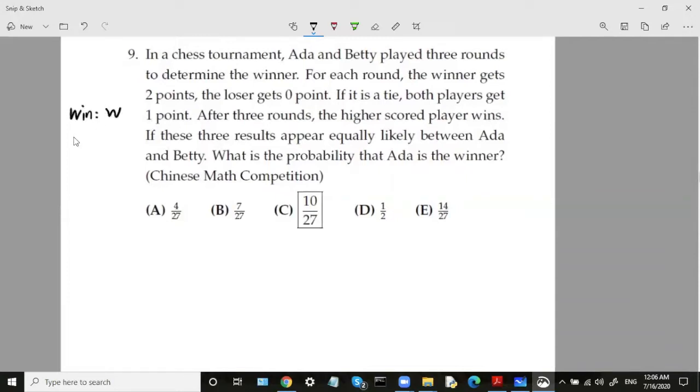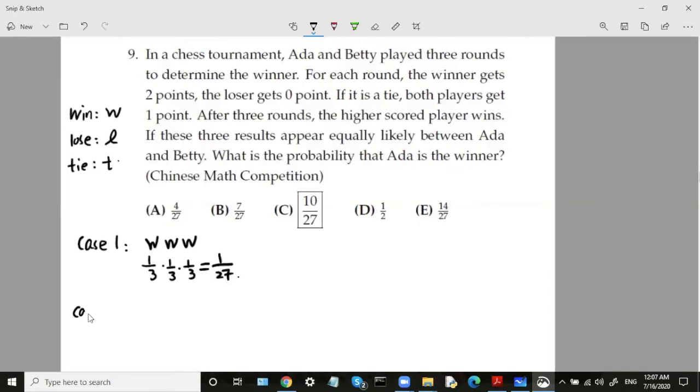Okay, so let's set win as W, lose as L, and tie as T. So case 1, Ada could win 3 rounds. Because these 3 results are equally likely between Ada and Betty, the probability is 1 over 3 times 1 over 3 times 1 over 3. So this probability is 1 over 27.